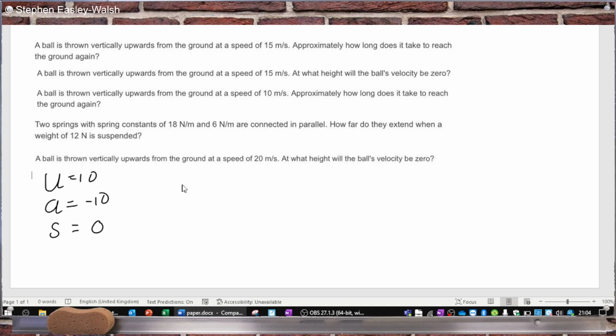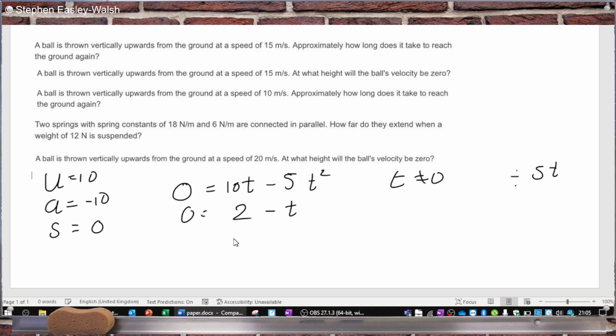So, again, the same formula. S equals UT plus a half AT squared. And if T cannot be 0, then what we can do is divide by 5T again. So we get 0 equals 2 minus T. So this time, T is 2 seconds. Yeah. Okay. I'll pause again.